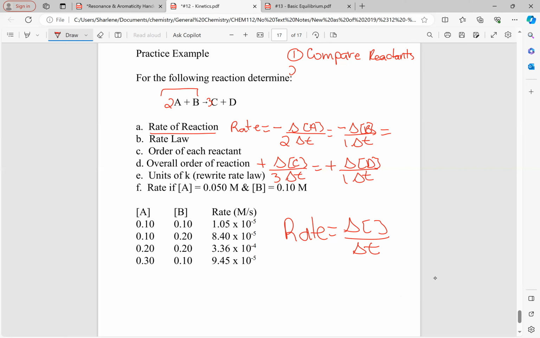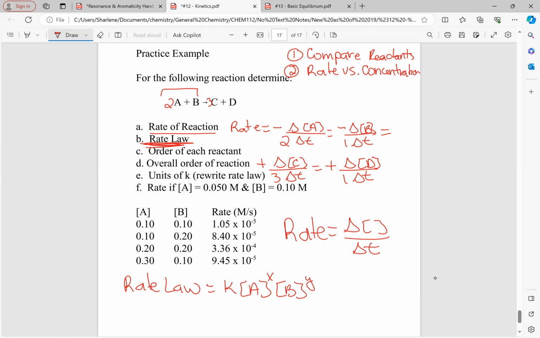So that is used if you want to compare the reactants together. If you want to compare the rate versus the concentration, you are going to use the rate law. And it only uses reactants. And remember, you have to find it experimentally. So you do not use the exponents from the balanced equation. So that's what I would call the generic.